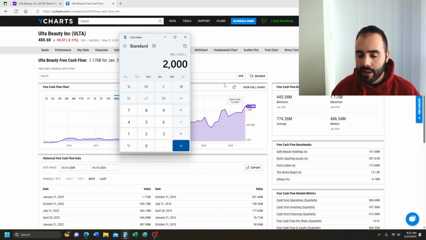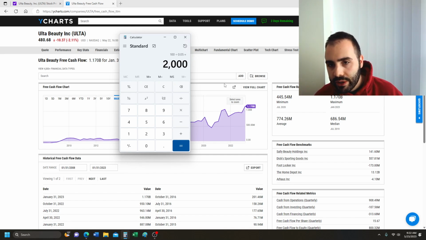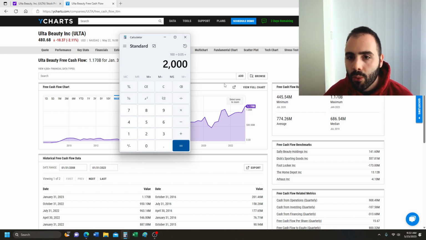How do we choose a discount rate? It all comes down to interest rates and bond yields. If bonds are yielding like they are now, AAA bonds, somewhere between 4 and 5% roughly, we're going to want our equities to yield at least 2 percentage points higher than that, generally speaking.